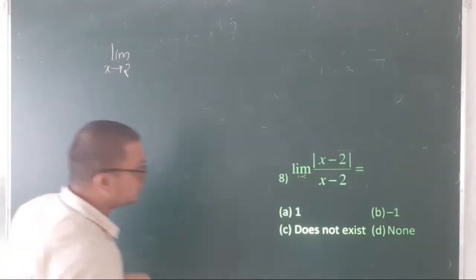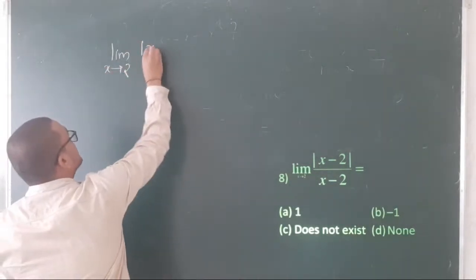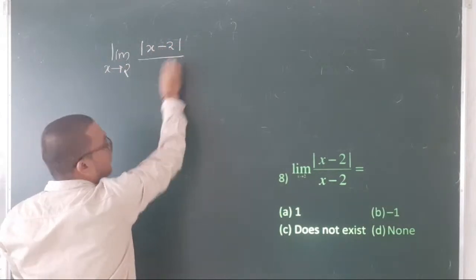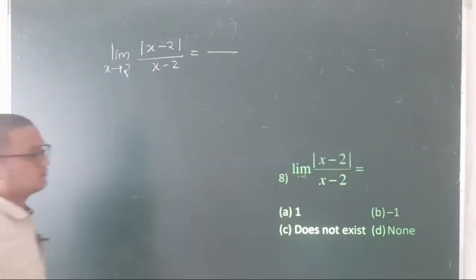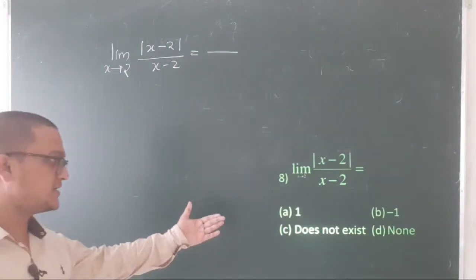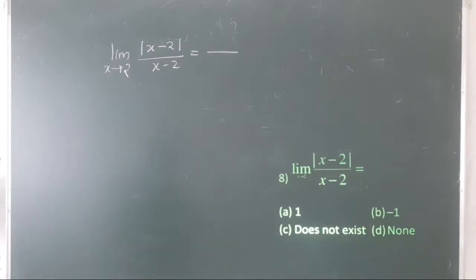x tends to 2, modulus of x minus 2 upon x minus 2 is equal to. Options are 1, minus 1, does not exist, and none of the above.